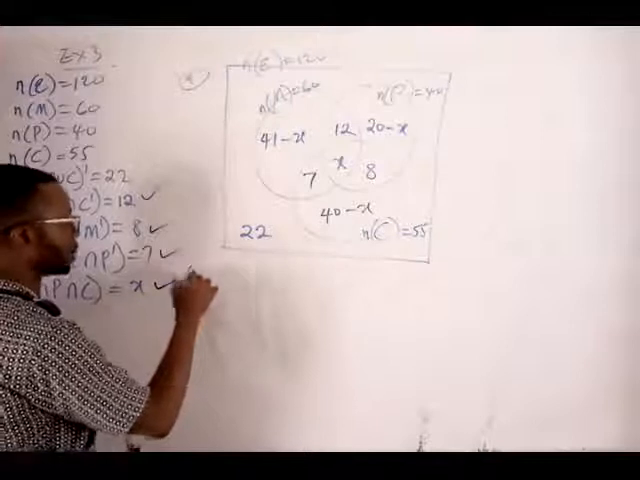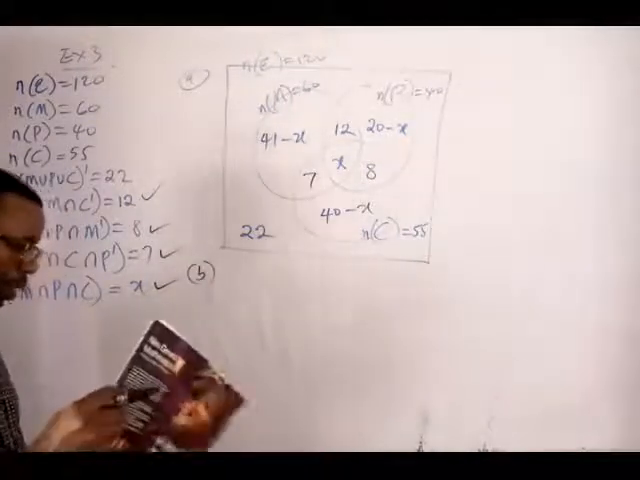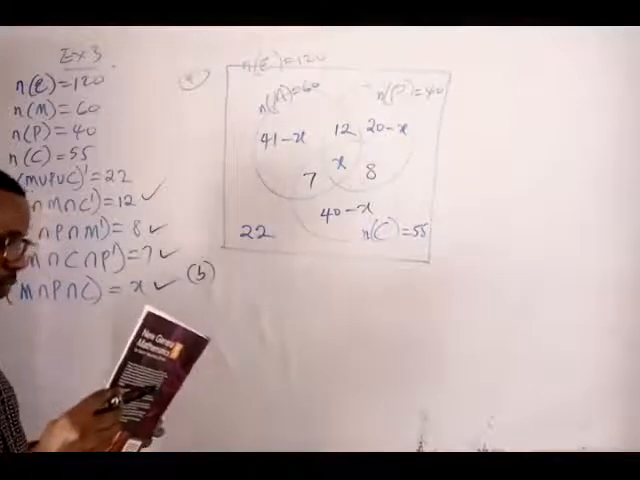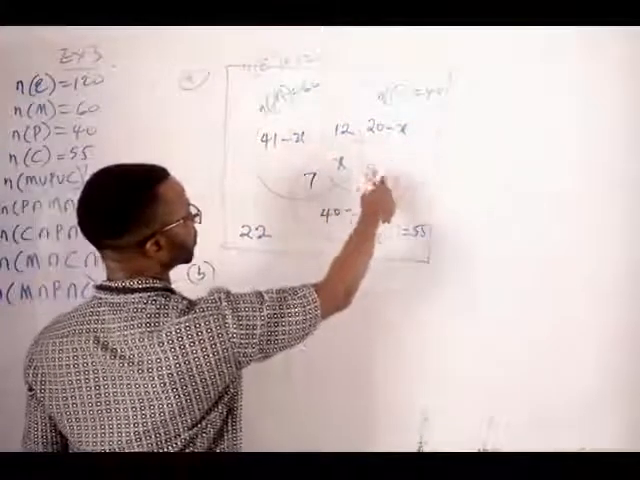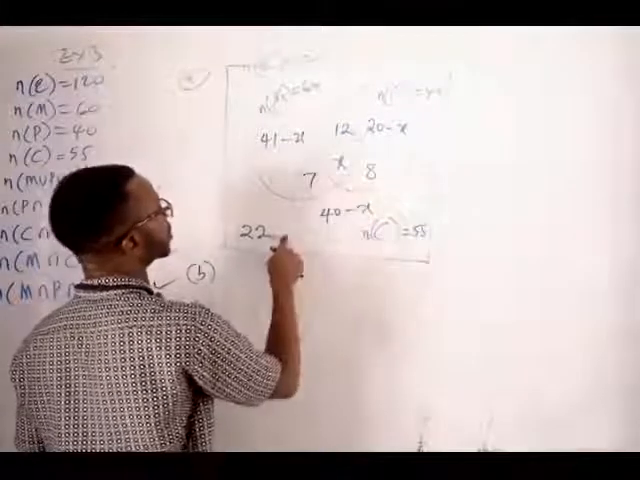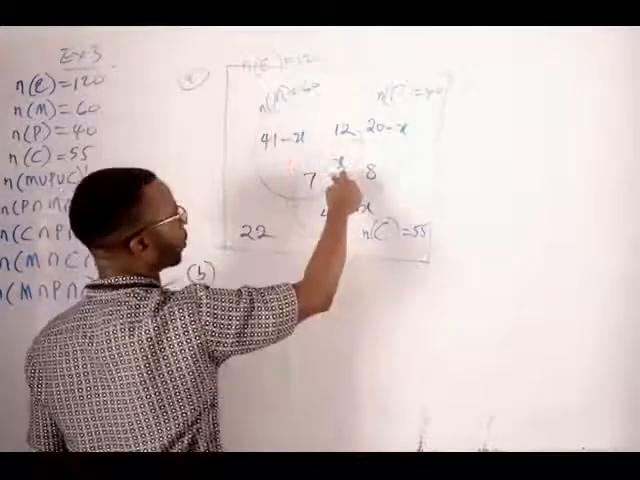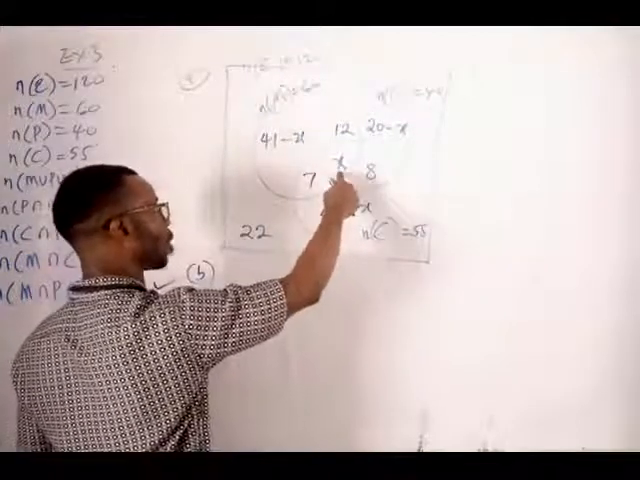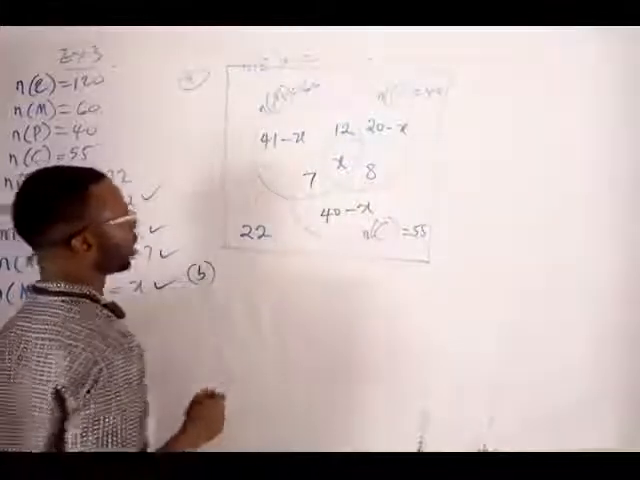So let's move to the B part. The B part of the question says, find the number of students that studied all three subjects. So that will be this plus this plus this plus this plus this plus this plus this plus this. So that we equate it to 120 to help us get x. It is the x you are looking for, but you need to add all the compartments and equate to 120.